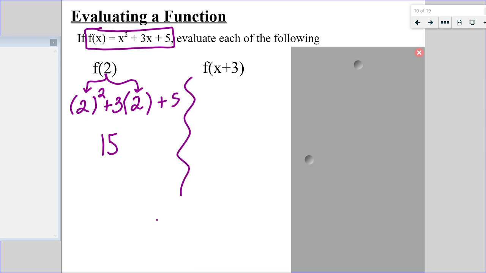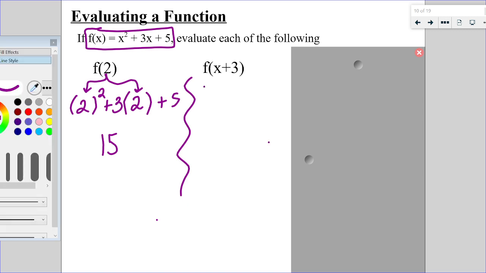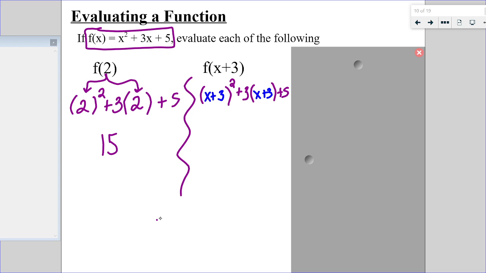So this time, instead of plugging in 2, I will plug in x plus 3, the same place that I put the 2 our first time. So again, if I want to go the long route here, I can write it out here, x squared plus 3x plus 5. And this time now, instead of plugging in 2, I'm going to plug in an x plus 3. Okay. And then we have to be good algebra students.